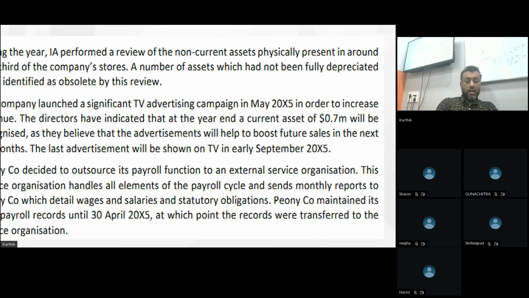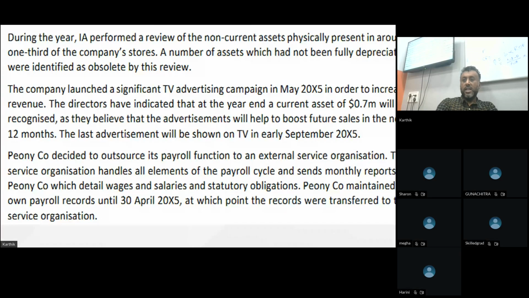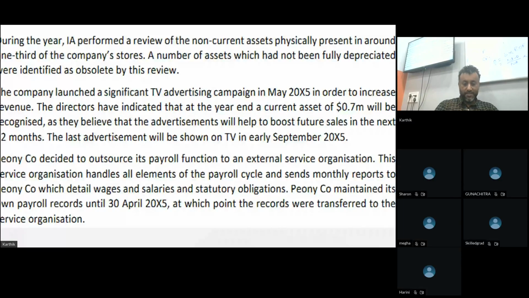You have till 30th April, you have your own payroll records. In May you have transferred it. That's what it says. What is the problem because of this?